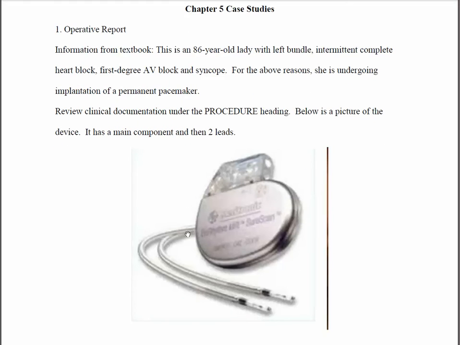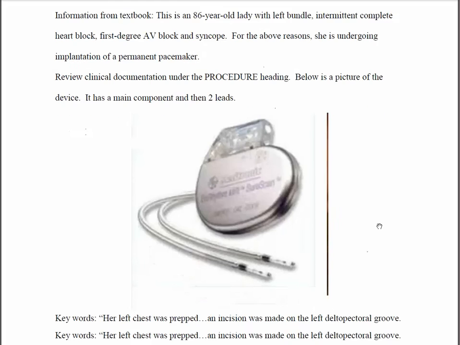A pacemaker has a main component, which is a disc-like shape, in this case a silver, and then it has two leads. This patient had a dual chamber pacemaker. There's two leads coming off of the pacemaker. The pacemaker is put in one location. The leads are put in two different locations.